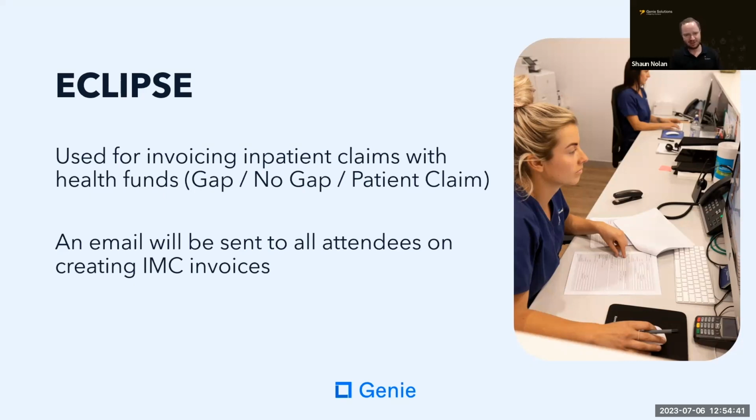So the next part of today I want to talk about is the ECLIPSE claims. ECLIPSE is a part of inpatient claiming in Genie. It is used for known gap, no gap, and patient claims to health funds. Just as for bulk bill and DVA claims, to maximize our time together today, we won't be covering any invoices for ECLIPSE, nor spending any time on patient claims. We will be handling exceptions and processing these claims as our focus for today.